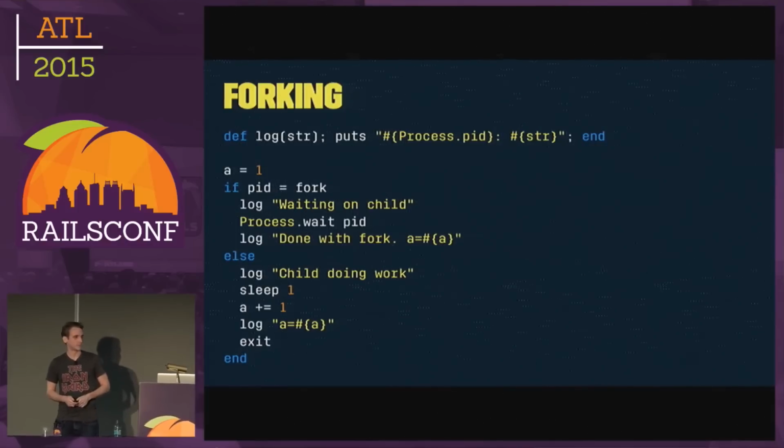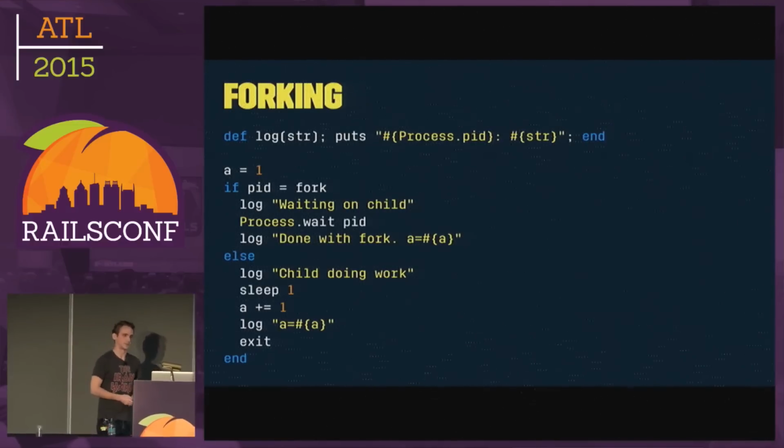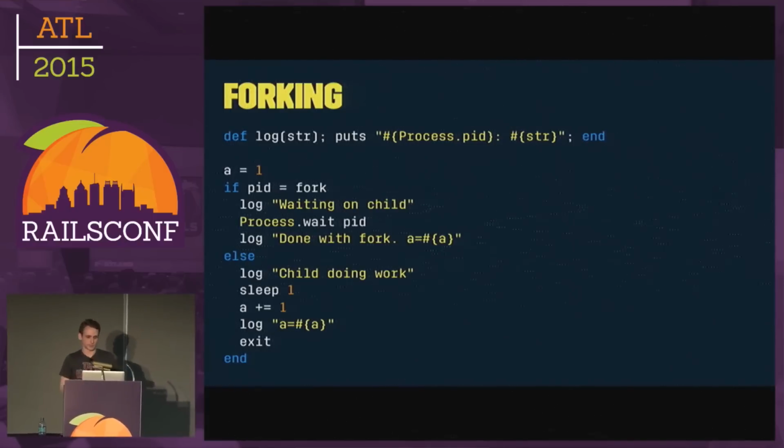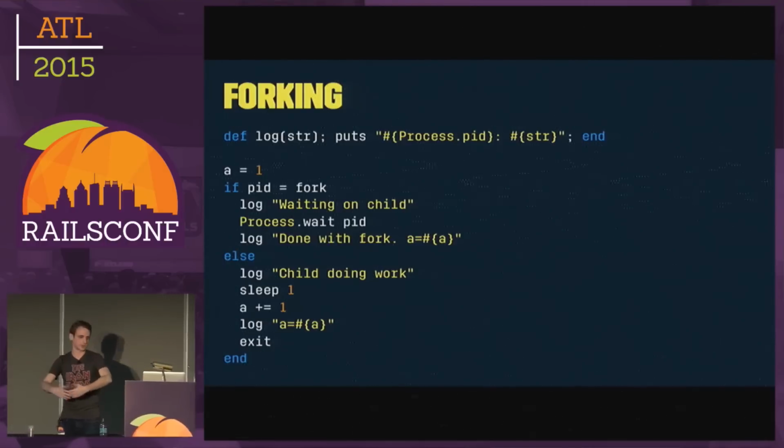It returns a little bit differently. In the parent process, it returns the ID of the newly created child process. And in the child process, it returns nil. That's not the only way to use fork for Ruby, but that's the pattern that Resque will use, so I wanted to expose you to that.